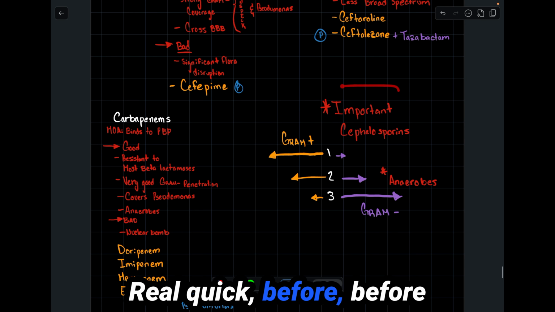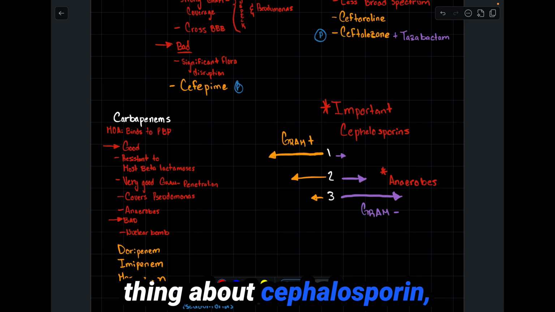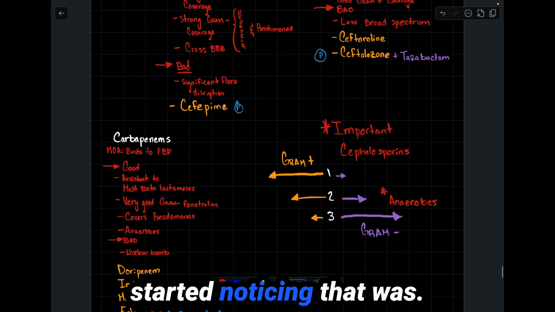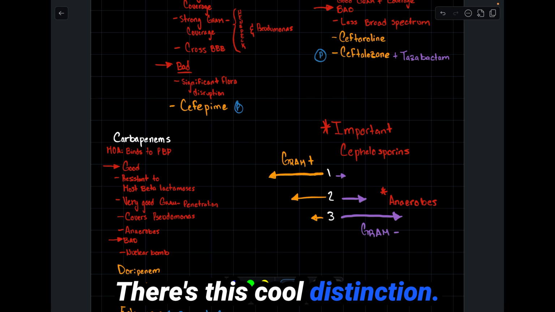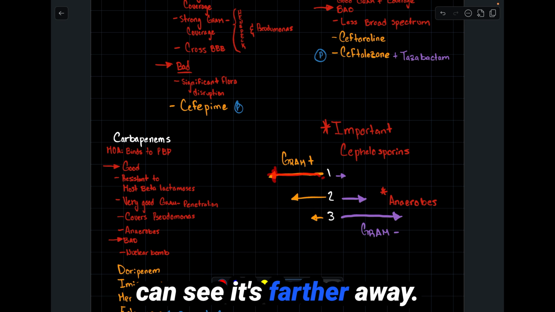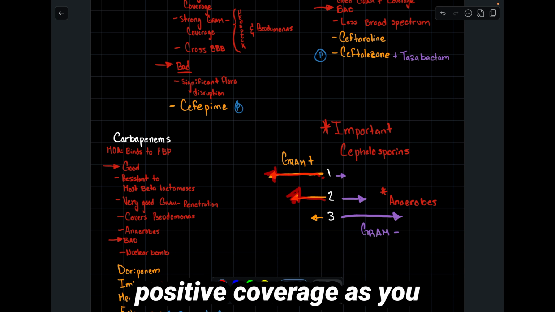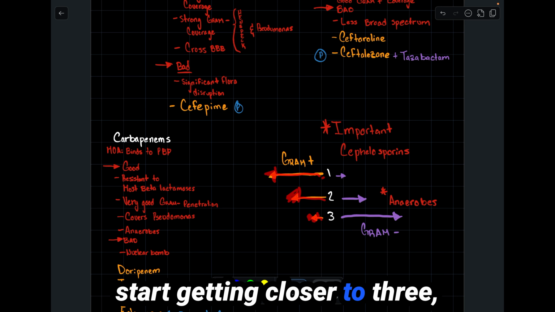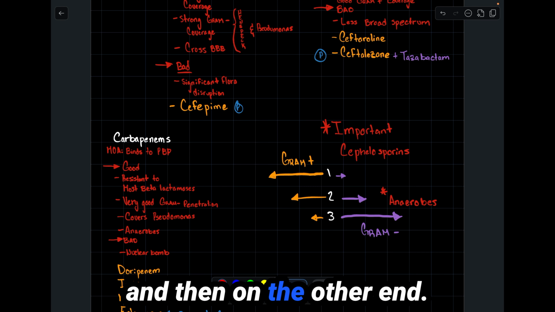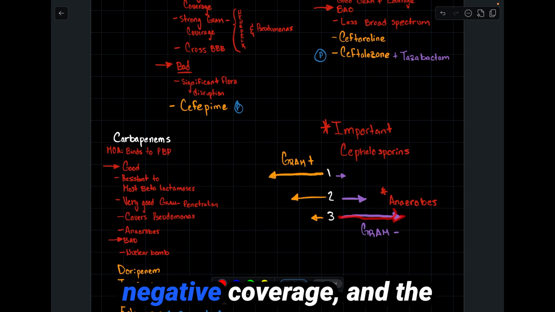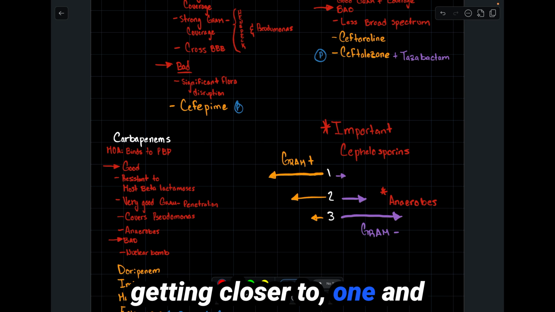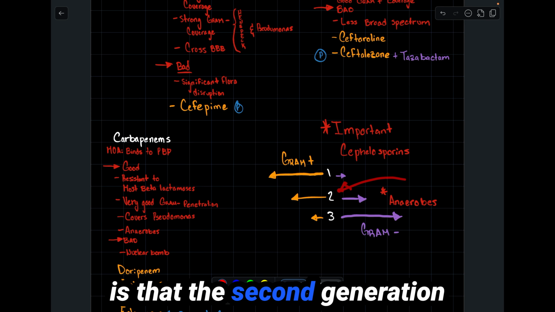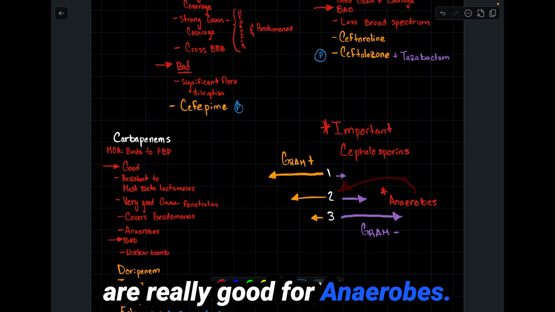Real quick, before I move on, an important thing about cephalosporins, and I'm pretty sure you started noticing as I was going through the generations, is that for generations 1 through 3 there's this cool distinction. 1 is really good at gram-positive. It starts decreasing its gram-positive coverage as you get closer to 3. And on the other end, 3 has really great gram-negative coverage, and the gram-negative coverage goes down as you get closer to 1. An important thing to remember is that the second generation is really good for anaerobes, all right?